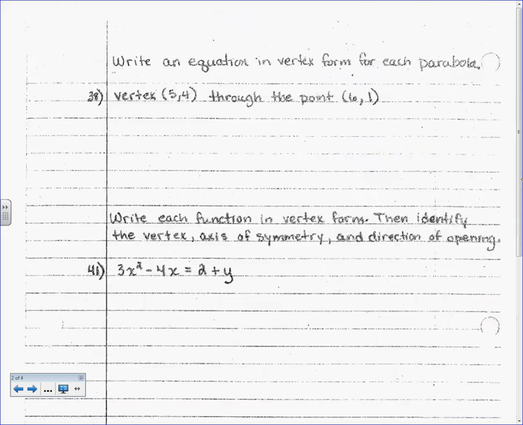Just 2 more. Write an equation in vertex form for each parabola. Vertex form is y equals a x minus h squared plus k. It's like when we were in algebra, and they said, write an equation in slope-intercept form, write an equation in point-slope form. It's the same thing. So you have to know what it is, okay?